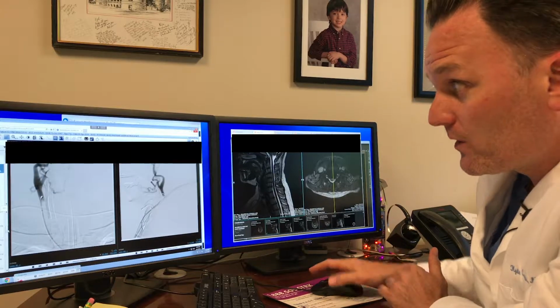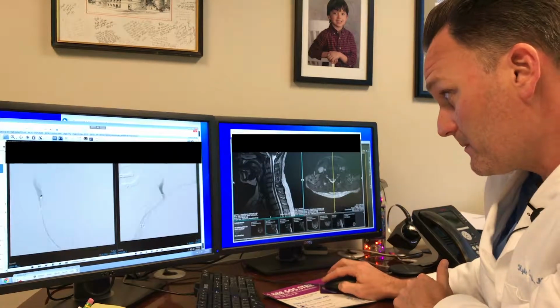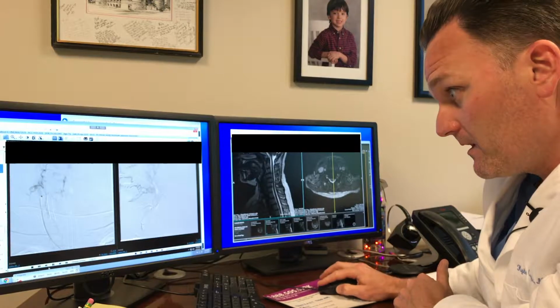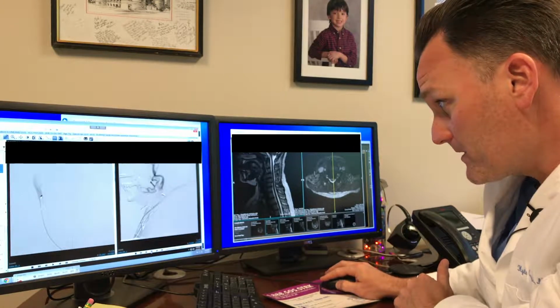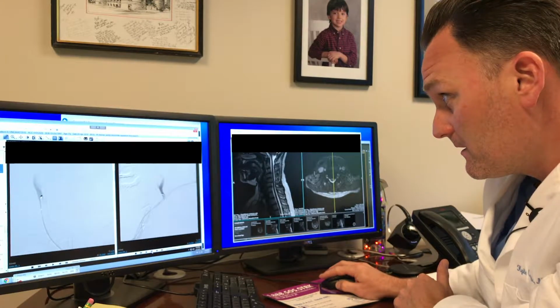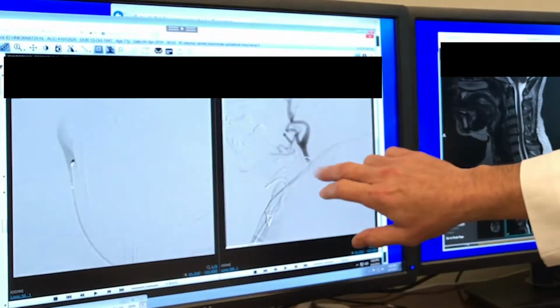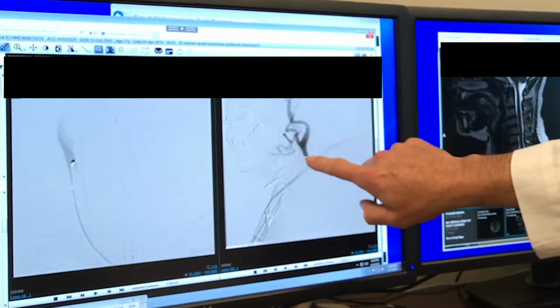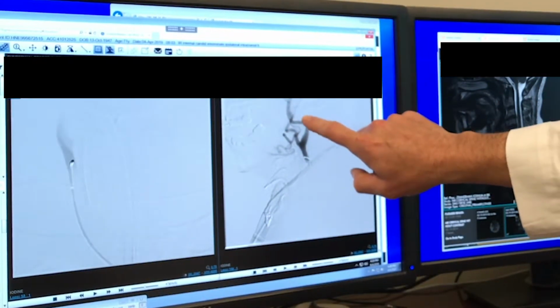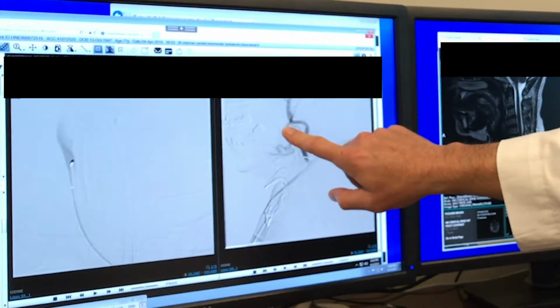This is a typical run of what's going to be a cerebral angiogram. And the reason I say going to, because right now we just have imaging of the vessels in the neck. We see in this patient, this is the catheter. It's in the carotid artery. And there's the internal carotid artery and the external carotid artery and its branches.